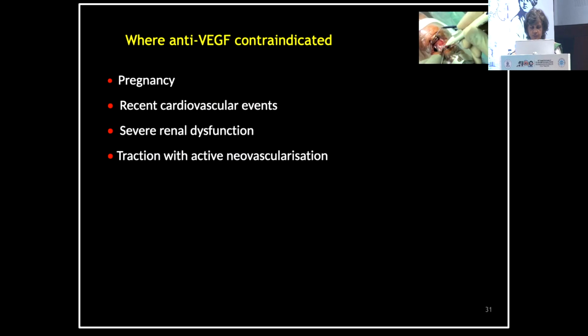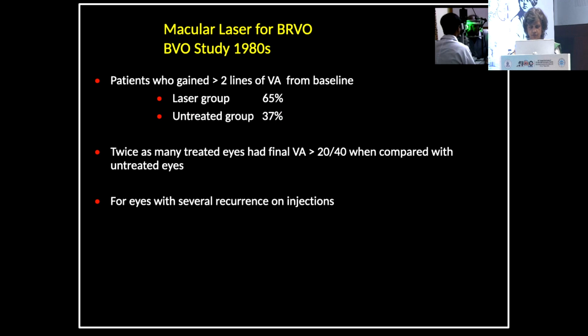When to consider steroids then? Is there any role at all? I think the only role is when anti-VEGF are contraindicated, such as in pregnancy or recent cardiovascular events, or there is a severe renal dysfunction where anti-VEGF can worsen it, or when there is traction with active neovascularization where anti-VEGF can worsen the traction. What's the role of macular laser?